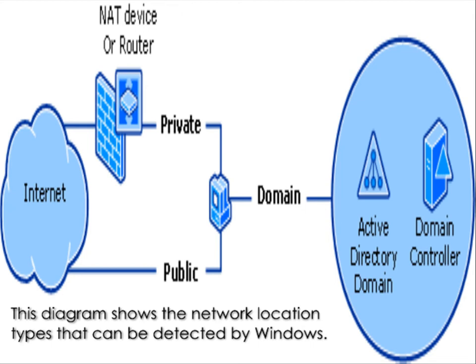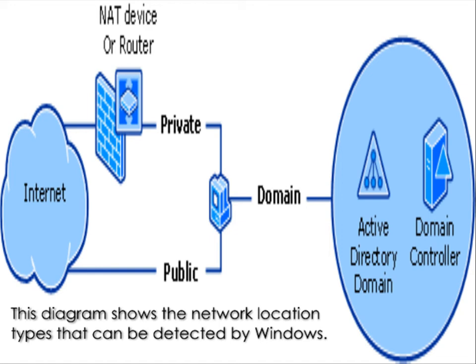Next is the private, in which the private network location type can be manually selected by a local administrator for a connection to a network that is not directly accessible by the public. This connection can be to a home or office network that is isolated from publicly accessible networks by using a firewall device or a device that performs network address translation or NAT.